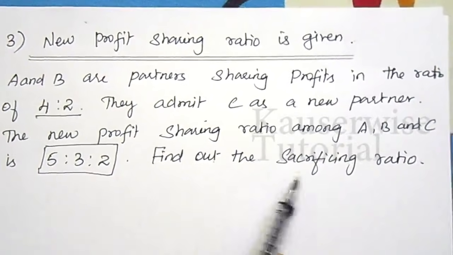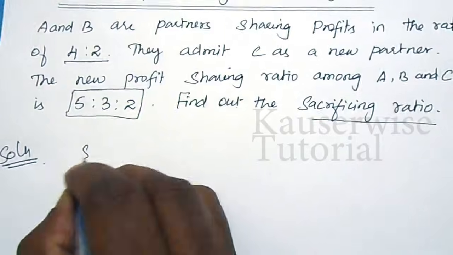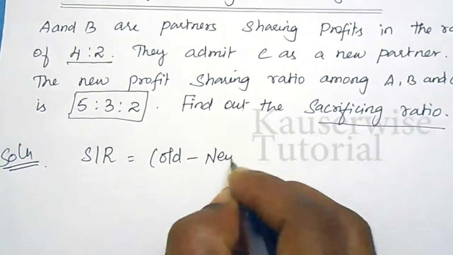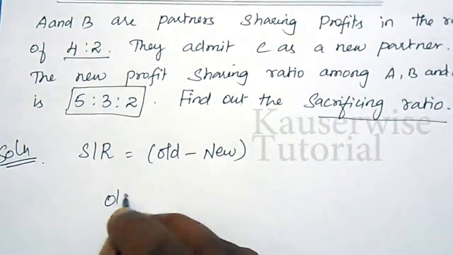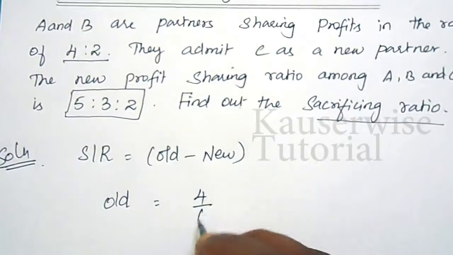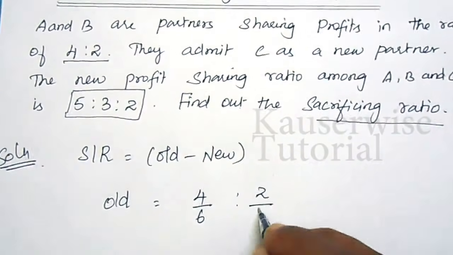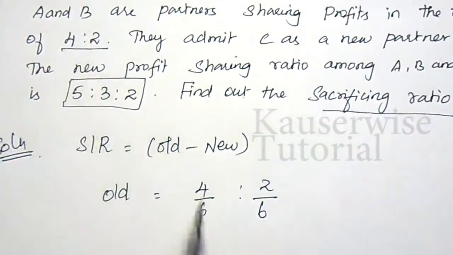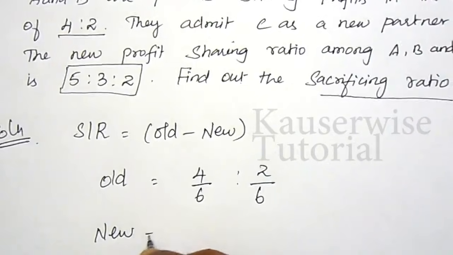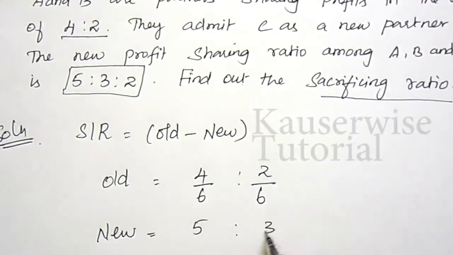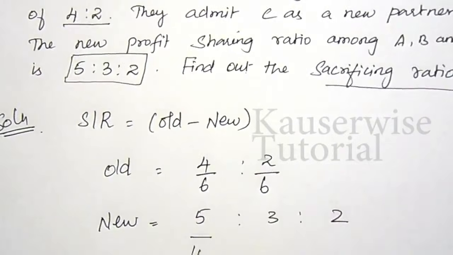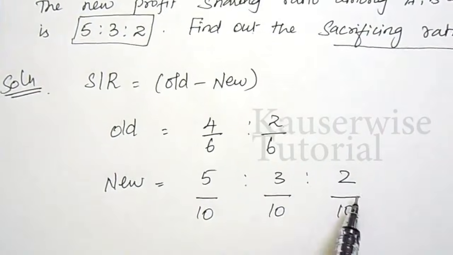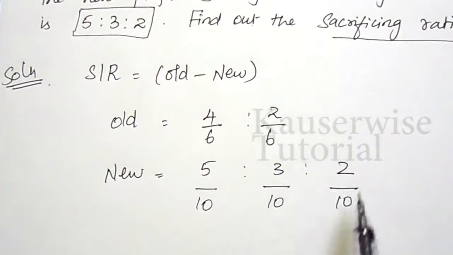With this they ask you to find out sacrificing ratio. For sacrificing ratio, the formula is old ratio minus new ratio. So old ratio is A 4 by 6, for B 2 by 6. Look at the old ratio, 4 is to 2, so 4 by 6, 2 by 6. And new ratio, including new partner, 5 is to 3 is to 2. That is 5 by 10, 3 by 10, 2 by 10. 5 plus 3, 8, 8 plus 2, 10.